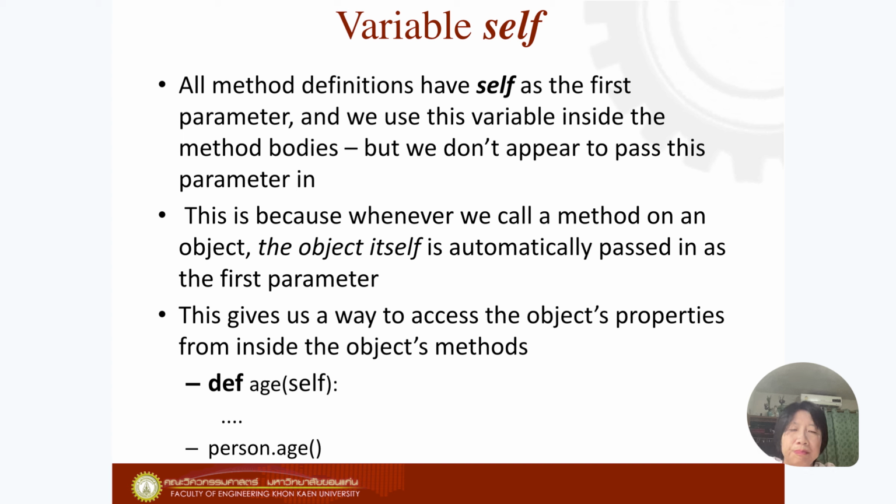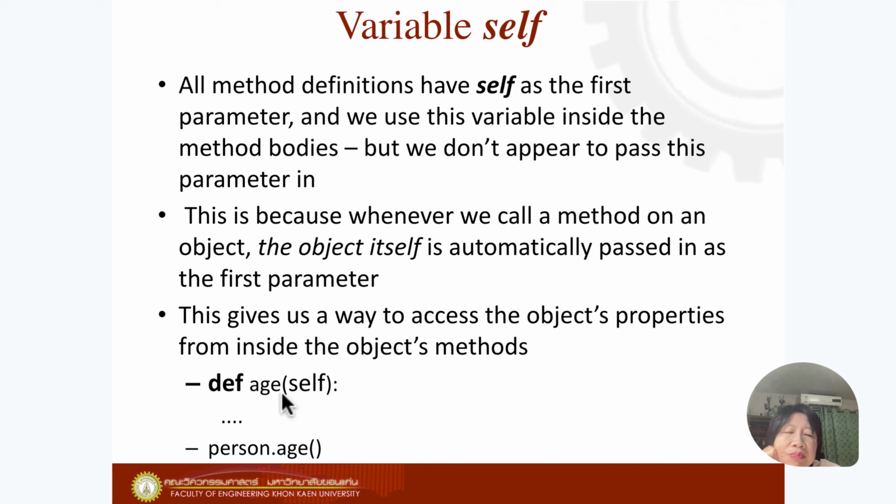So what is self? Our method definitions have self as the first parameter, and we use this variable inside the method body. This is because when we call a method on an object, the object itself is automatically passed in as the first parameter. So self comes from the term the object itself. This gives us a way to access the object's properties from inside the object's methods.